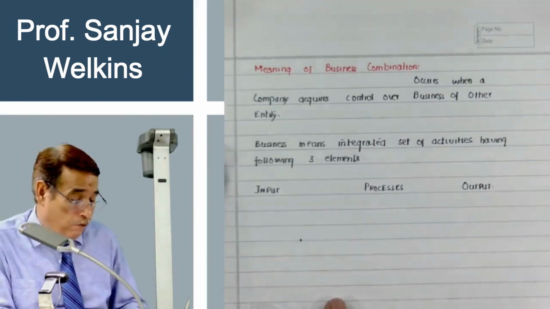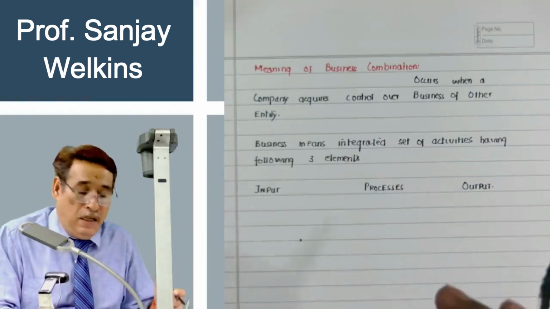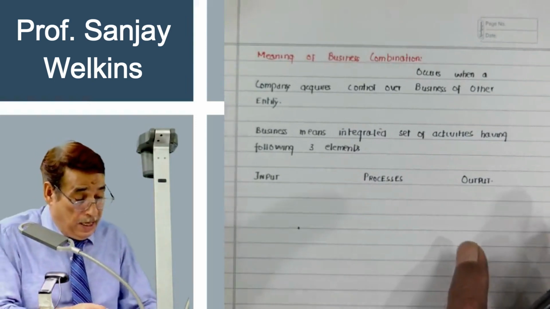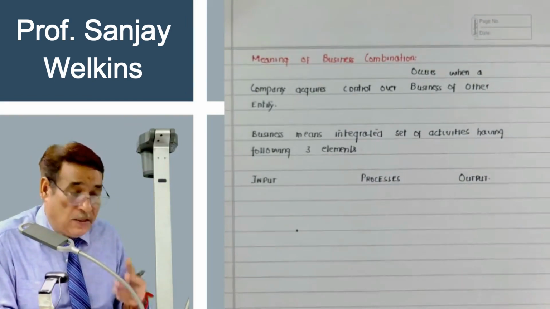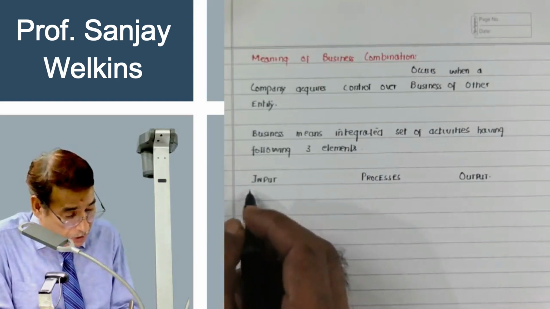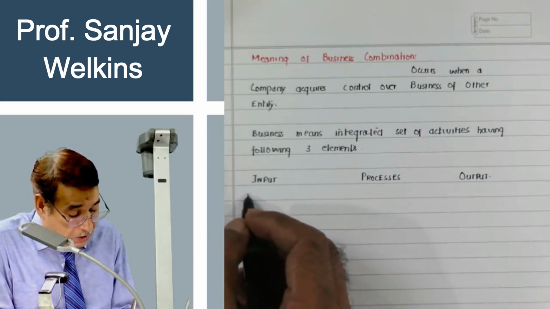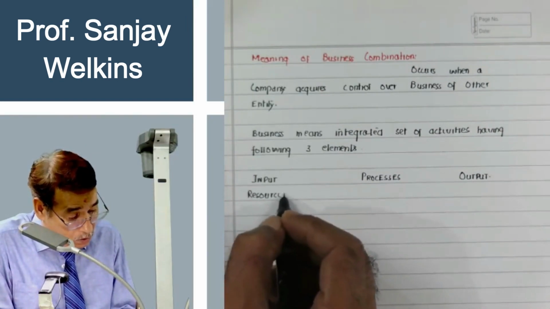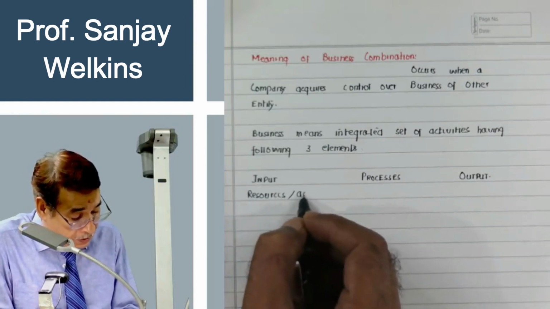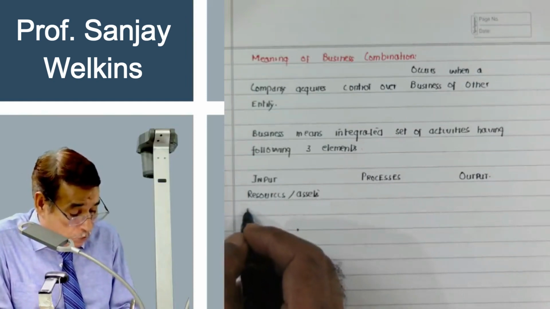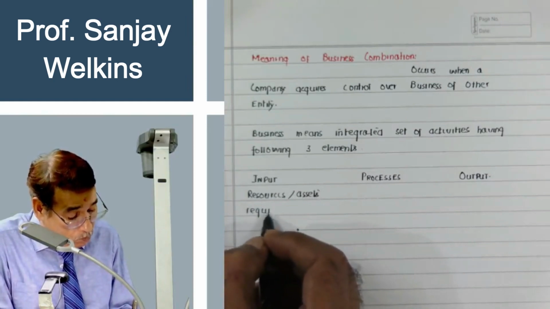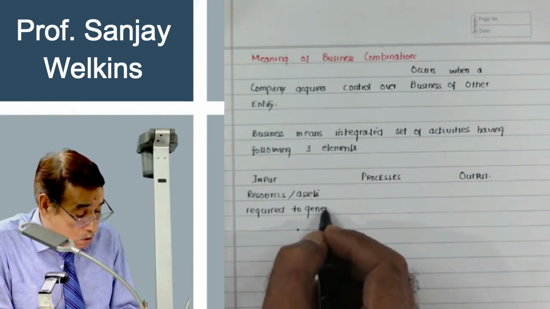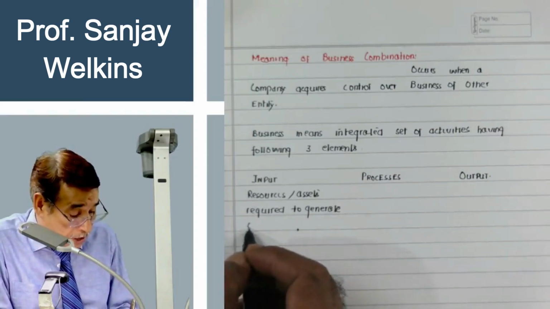What is input? When I take over the business, when I say that the other entity is a business, what does it mean? That means when I'm taking over, the other entity has got some resources, such as assets or manpower, correct? So inputs basically means resources, that is assets, required to generate output.